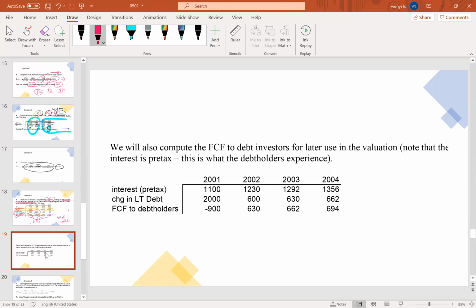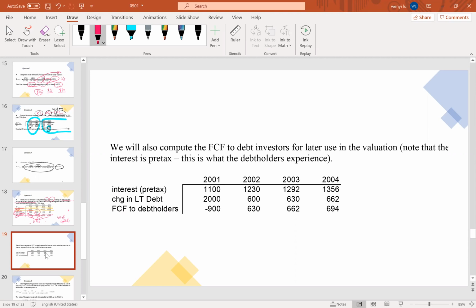So before we do the cost of capital, we can also solve the free cash flow to the debt investors, because later we will deduct the value to the debt holder from the value to the firm to solve the value to the equity holder. So before we solve the cost of capital, let's also solve the free cash flow to the debt holder. What's the free cash flow to the debt holder?